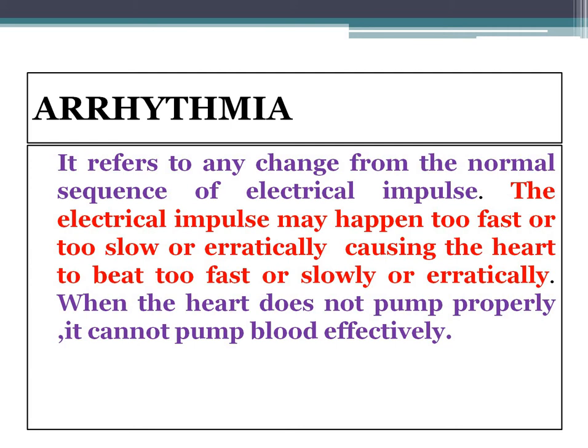The arrhythmia can be tachyarrhythmia or bradyarrhythmia. It can be sinus arrhythmia, atrial arrhythmia, ventricular arrhythmia, junctional arrhythmia, etc. These are the different types of arrhythmia.